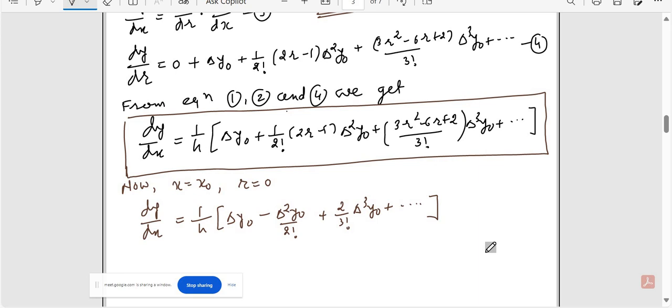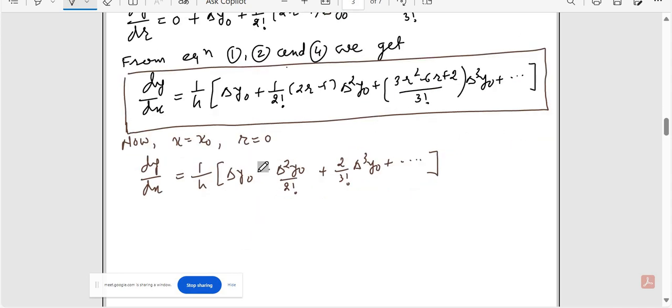Any problem? No, sir. Okay, this is very simple. So this is our first derivative. Now I want to find our second derivative, that means d square y by dx square. So how will we get this?